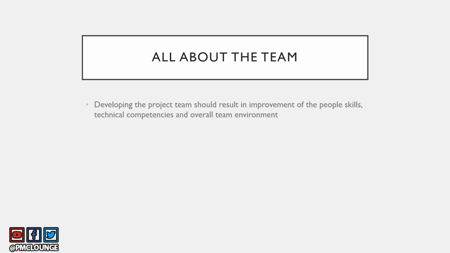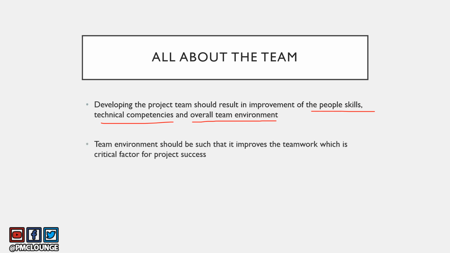It is all about the team. Developing the project team should result in improvement of people skills, technical competencies, and overall team environment. These are the three major areas that the project manager is looking to improve when we talk about develop team. So team environment should be such that it improves the teamwork, which is a critical factor for project success. Everybody knows a project team that works together, that has good teamworking skills, will definitely lead to success in the project. It is a critical factor.